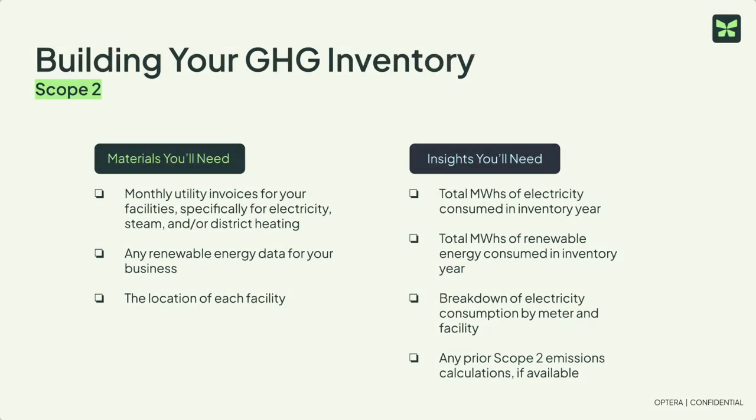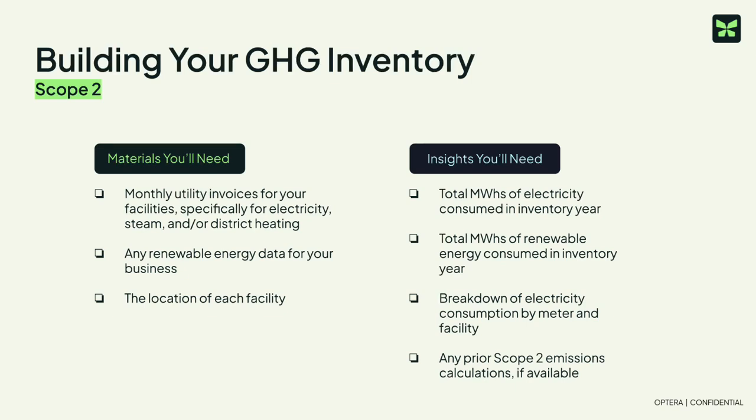Now for Scope 2 emissions. The key items here include monthly electricity utility invoices for each of your facilities, as well as any steam or district heating. And you'll want this in terms of total megawatt hours consumed by facility per year and by month if available. If you use renewable energy, data for that should include the total megawatt hours consumed by facility per year and by month if available. And lastly, make sure you have the location of each facility and include reference to any previous Scope 2 inventories.